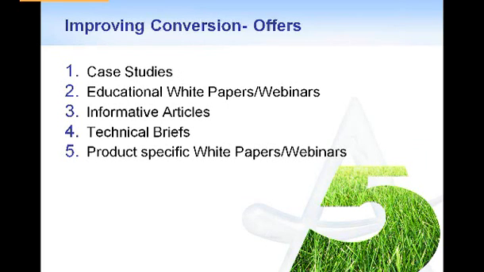Having a good offer and doing some of these other best practices can really have a big impact. Number one conversion offer or offer to have on your website, this is good throughout the purchase cycle, case studies. From initial awareness and interest all the way down to evaluation and pre-purchase, they're going to use them. Other things that are of very high interest are white papers and webinars that are educational in nature and informative articles. Technical briefs are going to be key for this particular audience. And as people move through the purchase funnel, product-specific white papers and webinars then become more relevant and more desirable.